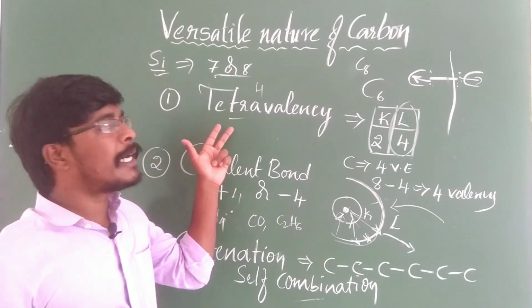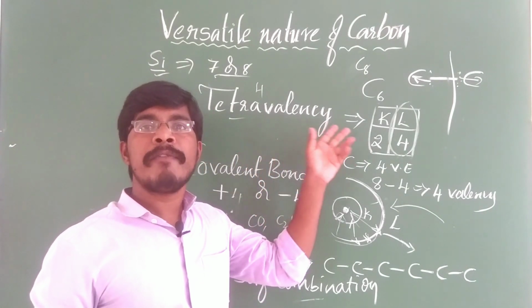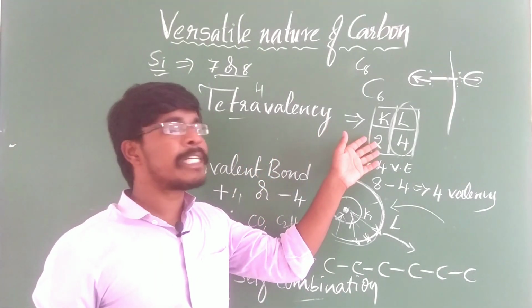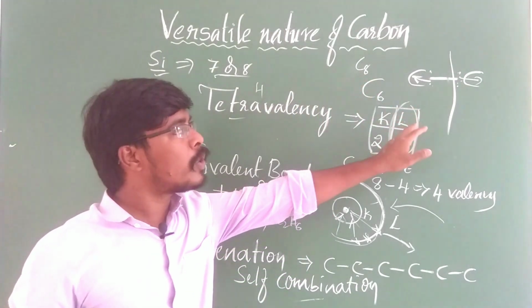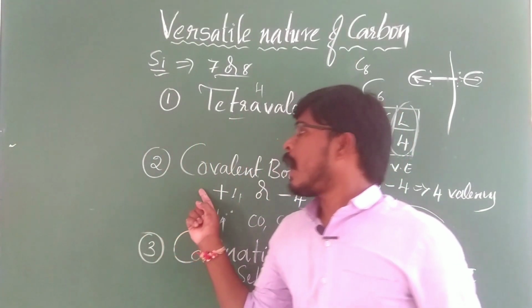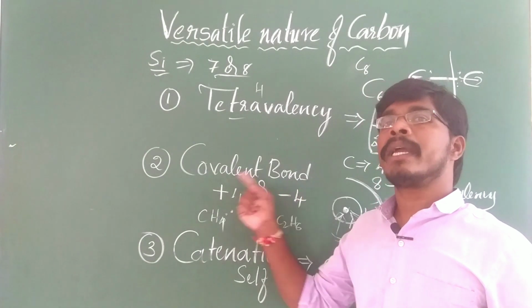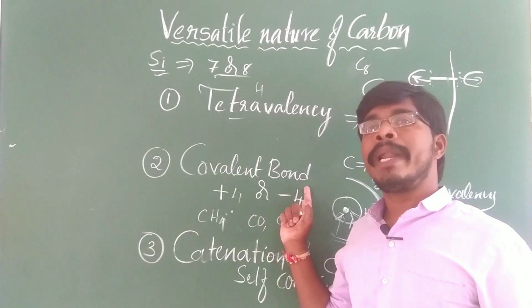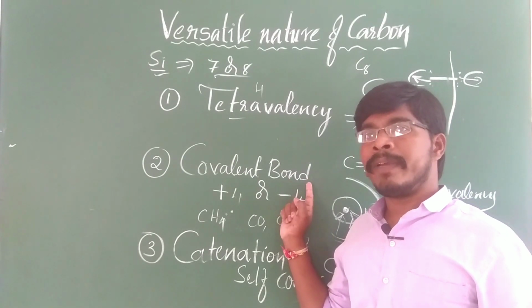The next is tetravalency. Carbon has the ability to show valency 4, up to 4 electrons. It can share up to 4 electrons to become stable in nature. And how to identify that? I have explained here. And the second one, carbon will always show covalent bonding, by sharing the electrons between them.